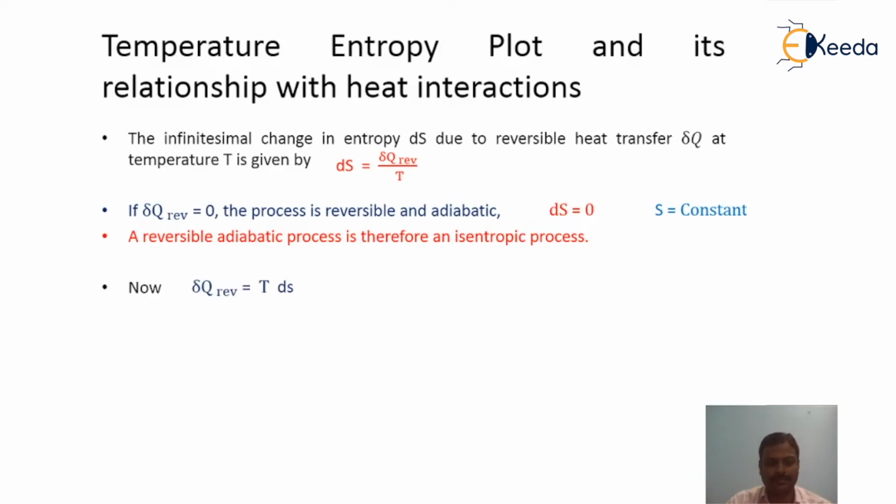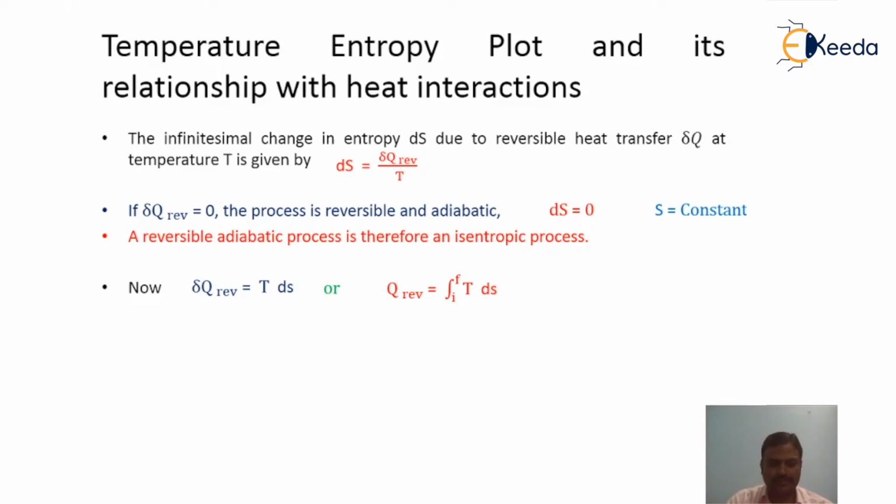Now, delta Q reversible is equal to T into dS. When this equation is rearranged, that is, when this T is brought to the left hand side, then delta Q reversible is equal to T into dS, or this equation can also be written as Q reversible is equal to integration from I to F of T into dS.